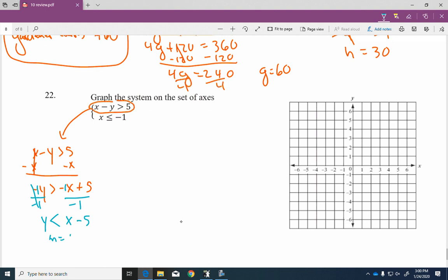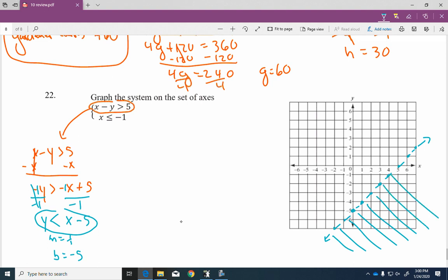My slope is 1 over 1. My y-intercept is negative 5. So I'll start at negative 5 and go up 1 over 1. Now this is an inequality, so sometimes we have a solid line, sometimes we have a dashed line. Since it's not equal to, and it's just less than, this happens to be a dashed line. And when I got it into y equals mx plus b, since y is less than, I shade down. We have to label the line. I like labeling it the original.